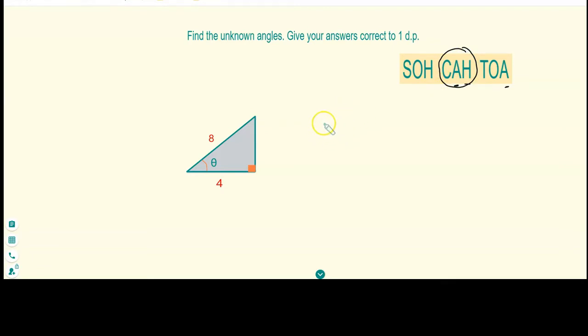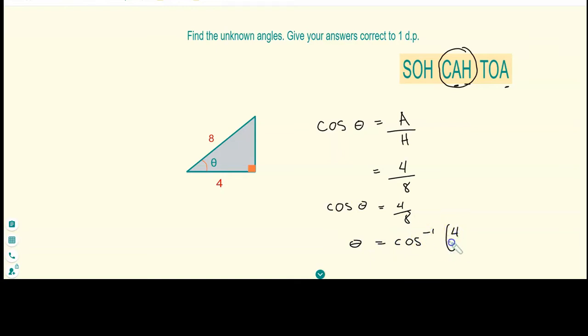So what is cosine? Cos of your angle, and your angle here is theta, is equal to the adjacent side over the hypotenuse. That is the formula. We're going to substitute given values. The adjacent side is 4, and the hypotenuse is 8. Now we're interested in just the angle, so we're going to move the cos to the other side, and when we do that, it's going to reverse. So that's going to be our inverse cos, which we write like that, of 4 over 8.